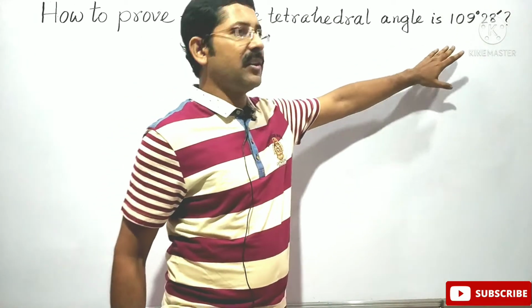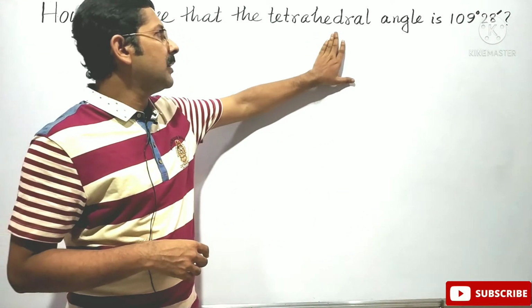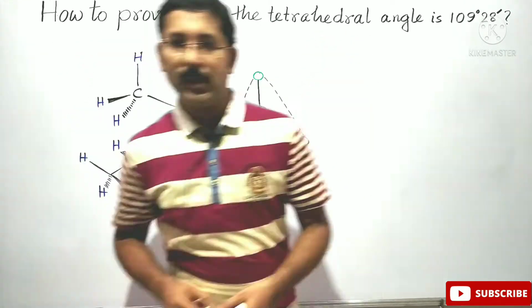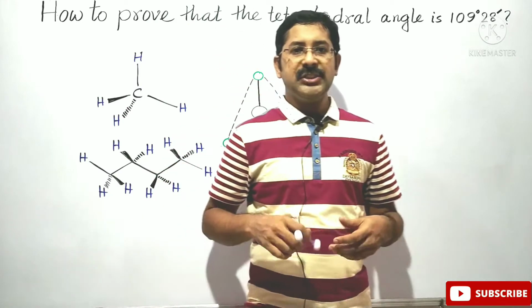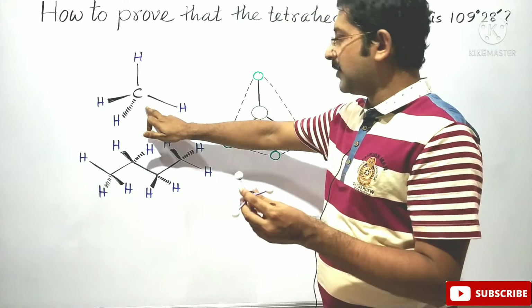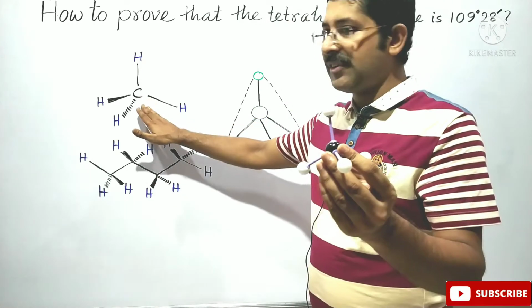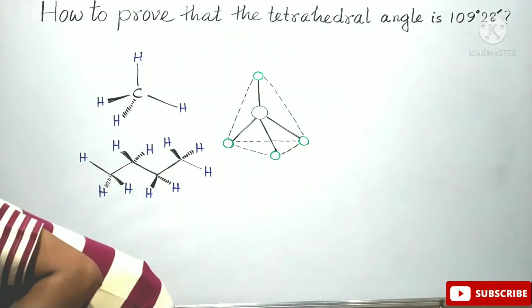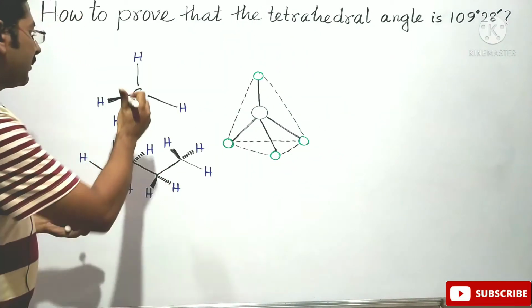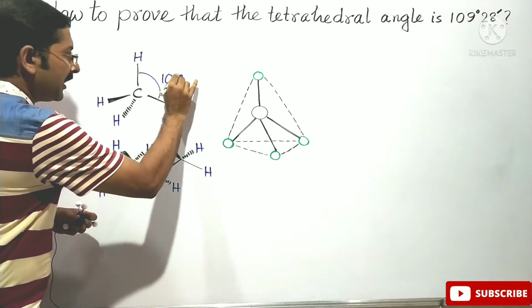Now our question is how to prove that the tetrahedral angle is 109 degree 28 minutes. सबसे पहले हम ये तो समझ लेते हैं कि ये tetrahedral क्या होता है। So as we know, the geometry of methane molecule is tetrahedral. This is our methane molecule and it is the geometry of the molecule. This is tetrahedral. We know this tetrahedral angle is nothing but 109 degree and 28 minutes.